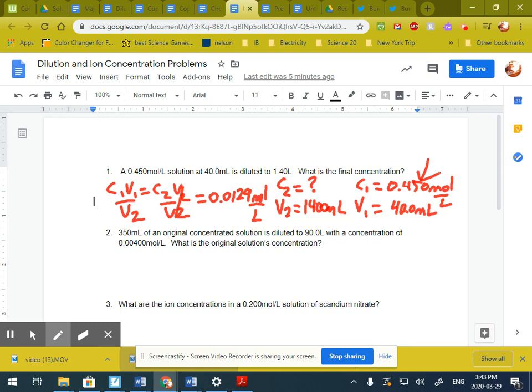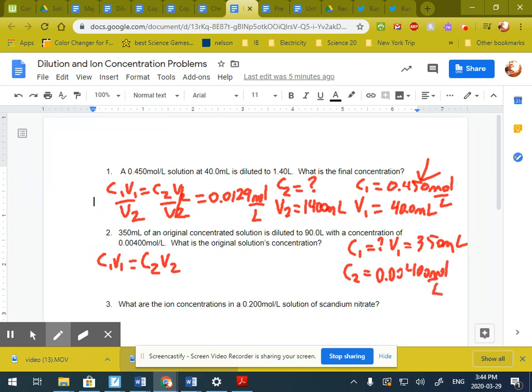Okay, we've got another dilution question. C1V1 is equal to C2V2. OG concentration, don't know. Volume of the first system, 350 milliliters. Concentration of the second system, really small. Volume of the second system, really big. I'm going to turn that to milliliters. Actually, you know what? Let's do something different. I'm going to turn this to liters. That's probably faster. Divide that by 1,000, and now I can leave my volume in liters.